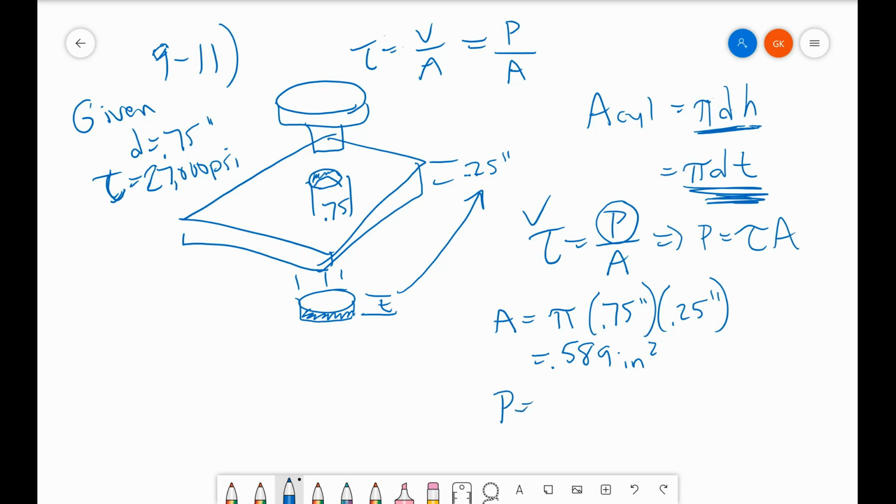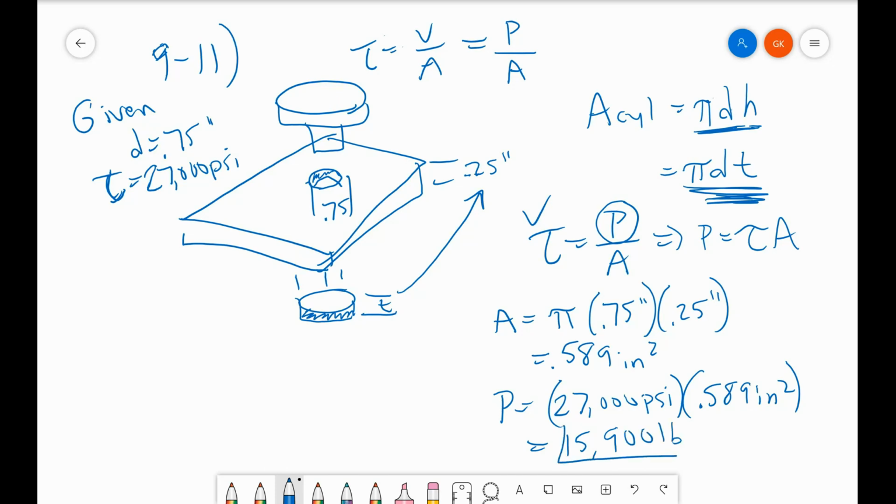So let's work that out. Load is going to be equal to 27,000 psi, or pounds per inch squared, times 0.589 inches squared. So I should get pounds at the end of this. What I find is the amount of force I need to apply is 15,900 pounds. That is a lot of force. But it makes sense, this was fairly thick aluminum we're punching straight through.